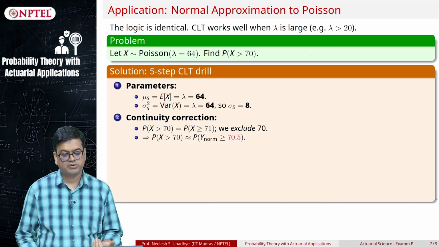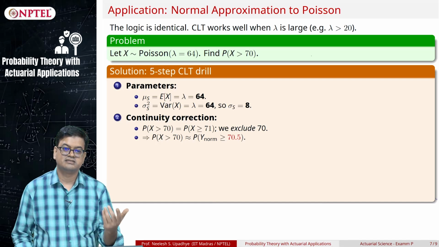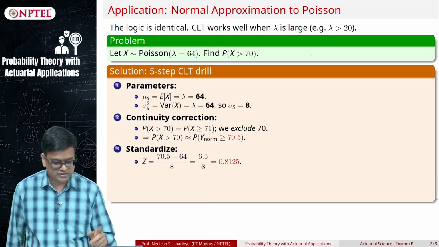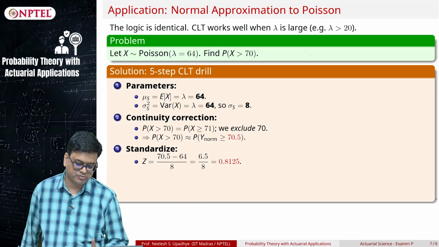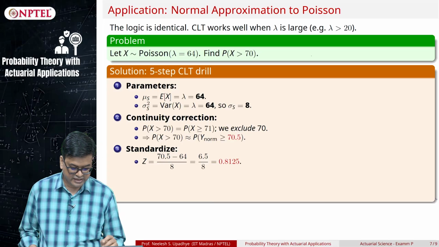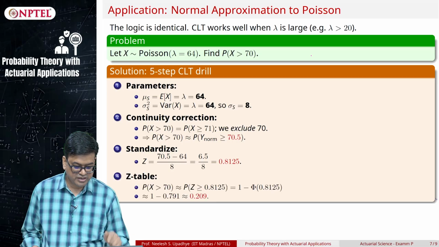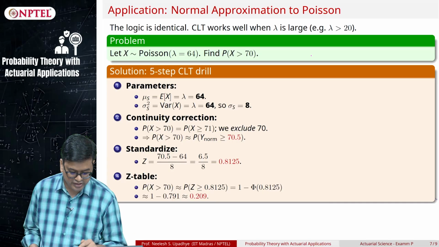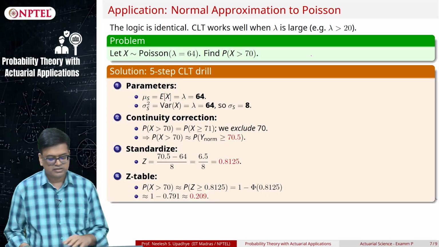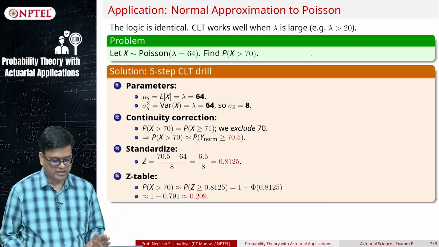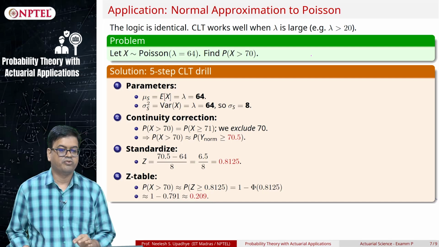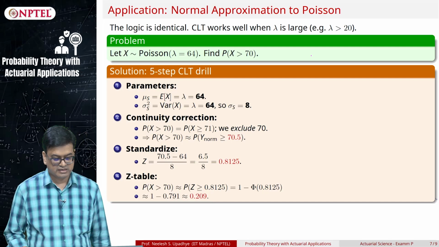How will you calculate the probabilities? Again standardize, the Z score. So, do that Z score with this continuity correction, which is (70.5 minus 64) upon 8, it will give you 0.8125. This is very nice. I have probability of Z greater than or equal to 0.8125, which is 1 minus phi of 0.8125. You can easily calculate it using the normal table, and it turns out to be 0.209, which is 20.9%, correct.